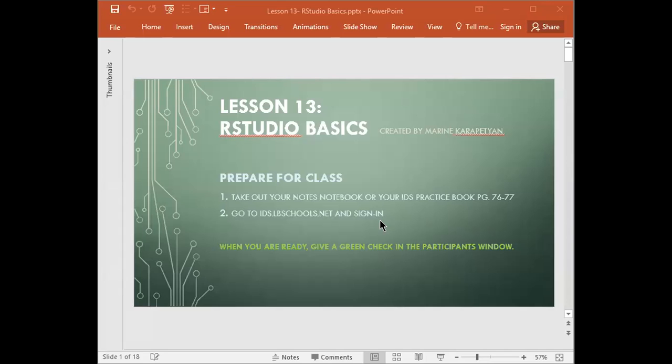So if we take a look here, we're talking about Rstudio this time around. Lesson 13 is about Rstudio basics. Rstudio is one of our tools on our IDS page here. Oh wait, you can't see my screen. I'm going to go back to my PowerPoint here. So lesson 13, we're going to be talking about another one of our tools, which is the Rstudio tool.